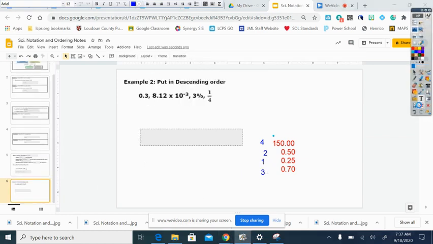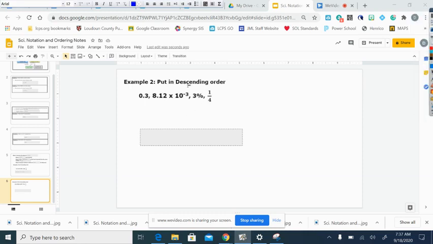So let's go to this one. This will be our last one we'll look at. So same rules apply, except this time it is in descending. We will be at the biggest point, our greatest number first, and we're going to go down. So we're going to go from greatest to least. So let's write these numbers out like we did last time.